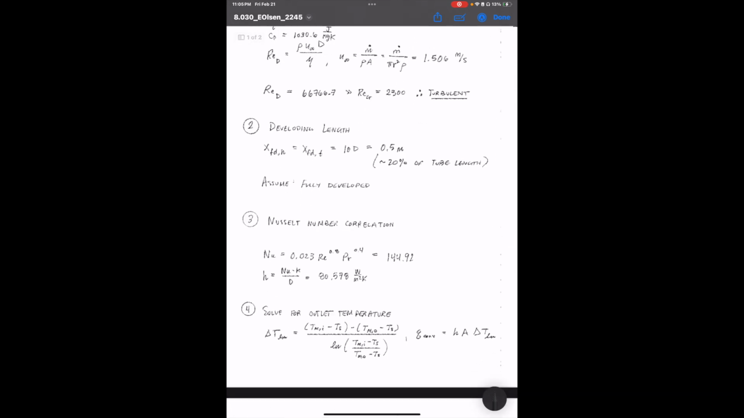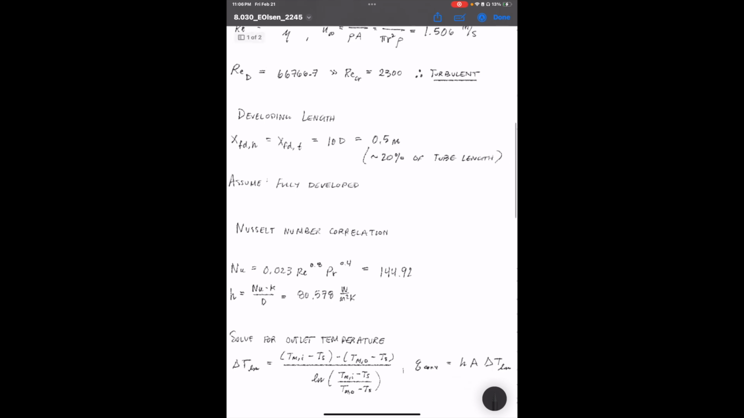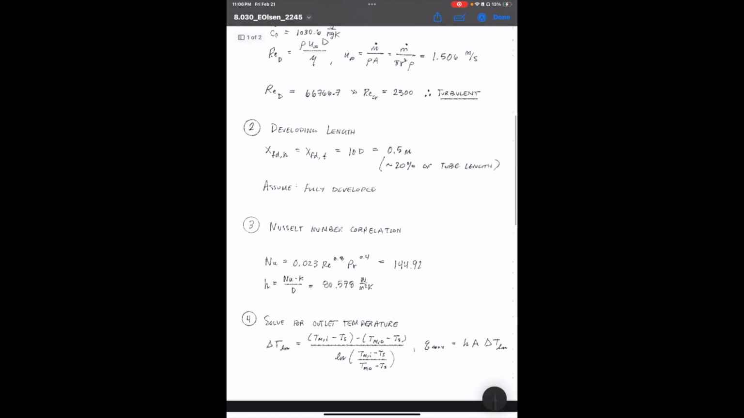Next, to find the developing length and determine what relationships we need to use for the heat transfer: for turbulent flow in a pipe, the fully developed length for hydrodynamically and thermally developed fluids is going to be 10 times the diameter, which in this problem, with a diameter of 50 millimeters, turns out to be half a meter, which is 20% of our tube length. I assumed that it's fully developed for a majority of the tube, and so it's not going to result in that much different of an answer if you just assume that it's fully developed.